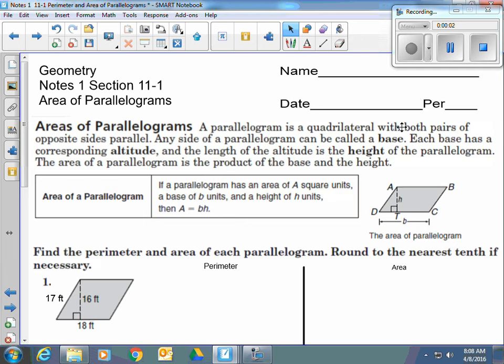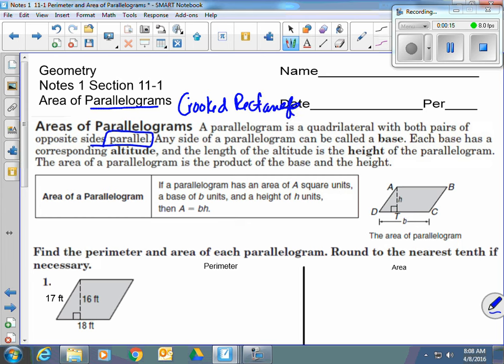A parallelogram is just a quadrilateral with both pairs of opposite sides parallel. Remember us talking about it. Remember, a parallelogram is nothing more than a crooked rectangle. What we're going to be talking about now is the area.